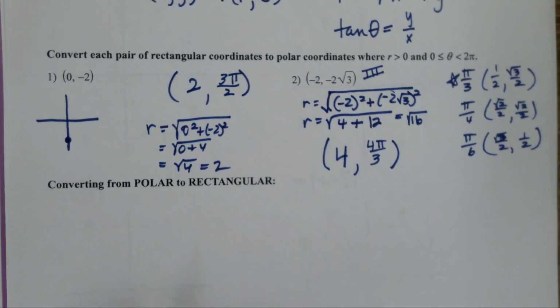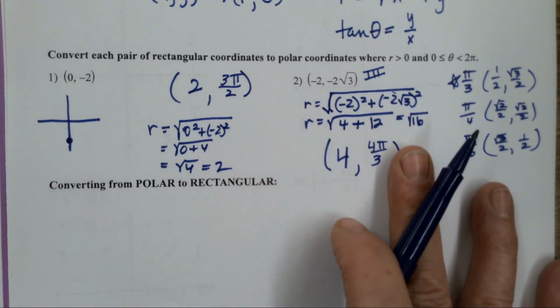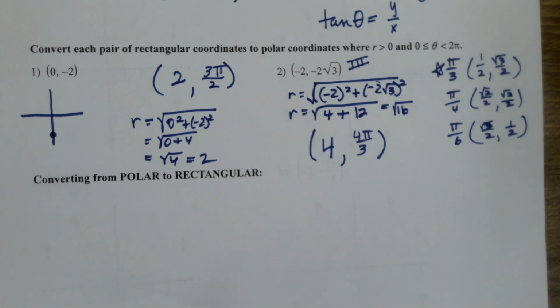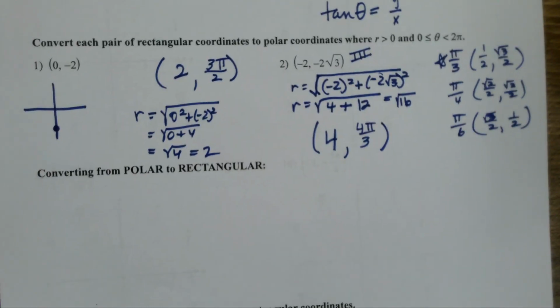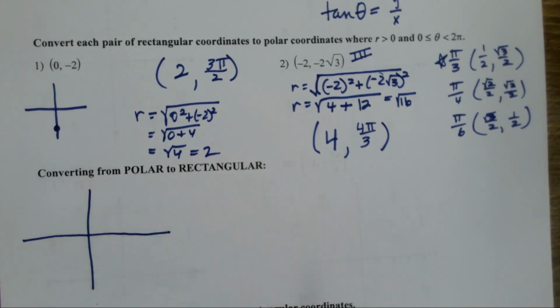So rectangular to polar, not so bad. Now I want to convert polar to rectangular. What if I'm given a polar coordinate and I want to figure out the rectangular coordinate? Well, we're going to go back to kind of a little picture. And so I want to start by drawing just a regular old coordinate plane.